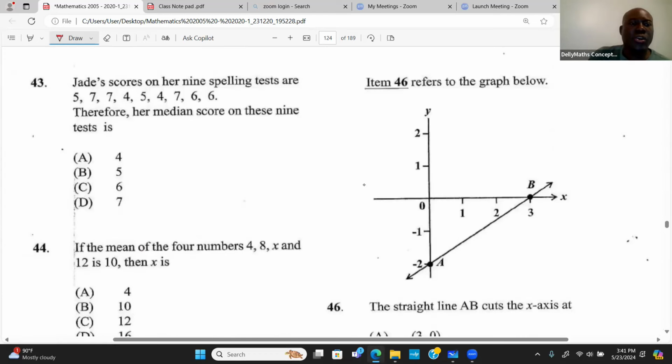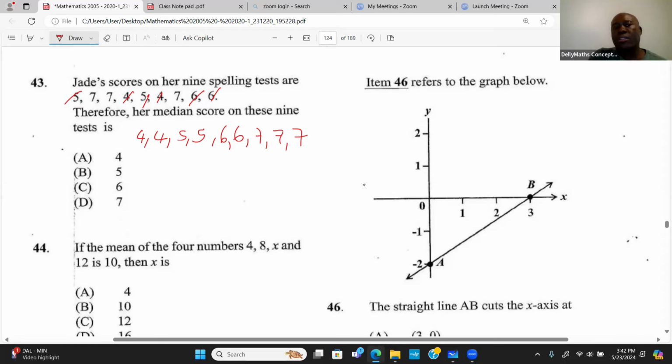43. Jade's scores on her 9 spelling tests are 5, 7, 7, 4, 5, 4, 7, 6, 6. Therefore, what is the median score on the test? In order to find the median, you want to arrange the data in ascending or descending order. I'm going to go in ascending order from four. There are two fours, so I'm going to write four, four, and then there are two fives, so I'll put five, five. I see two sixes, so six, six, and then I see three sevens.